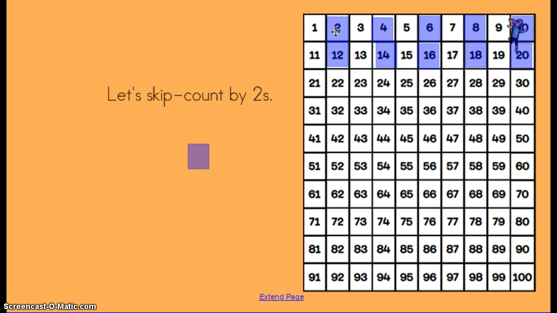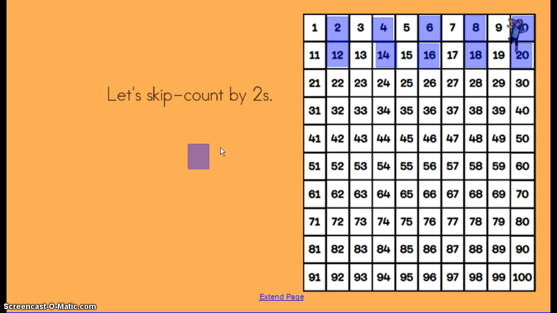Now, if I were to look at only the numbers that I highlighted, I would count 2, 4, 6, 8, 10, 12, 14, 16, 18, 20. Try that with me. Ready? 2, 4, 6, 8, 10, 12, 14, 16, 18, 20. Nice job. And I can do that all the way to 100 on my 100 chart.